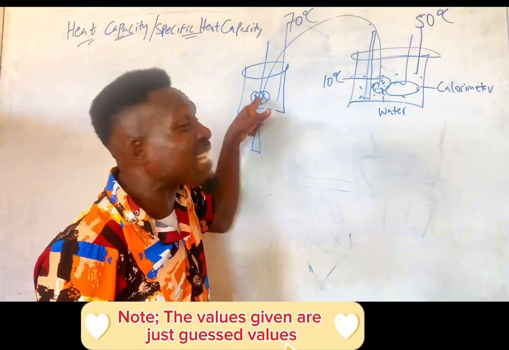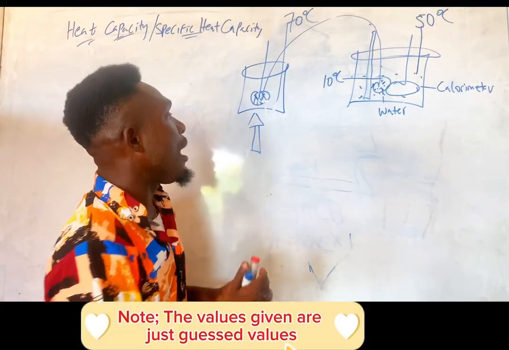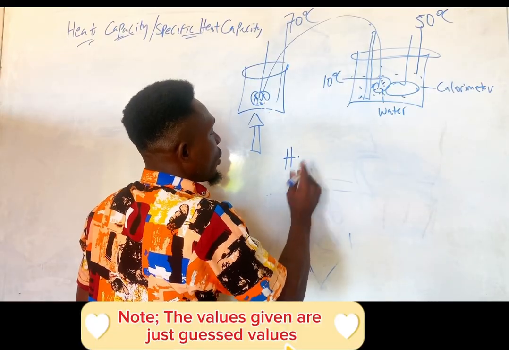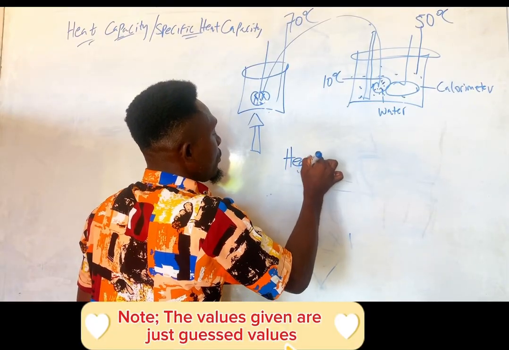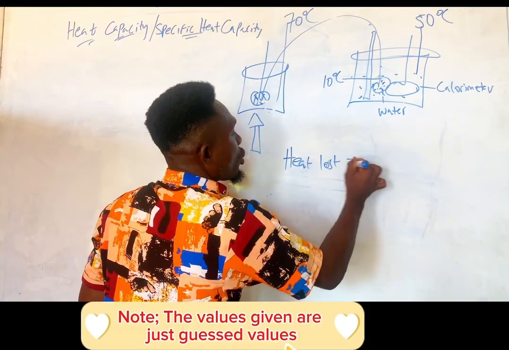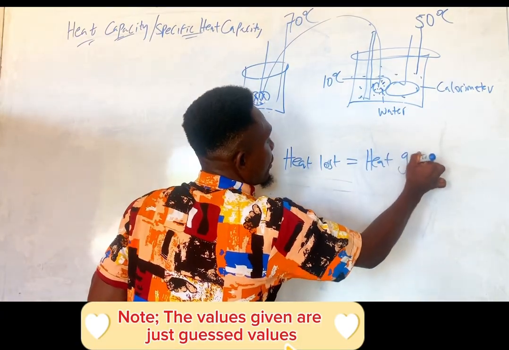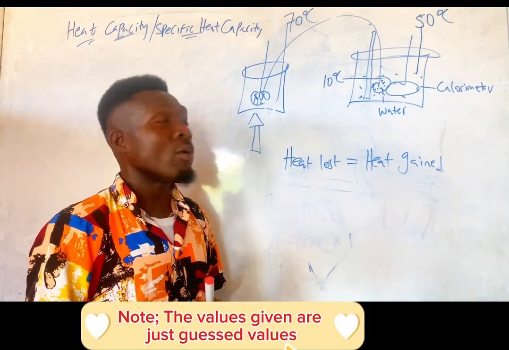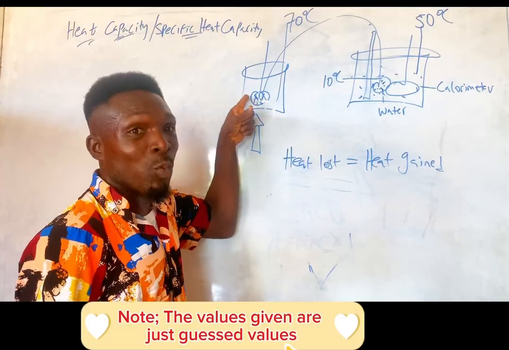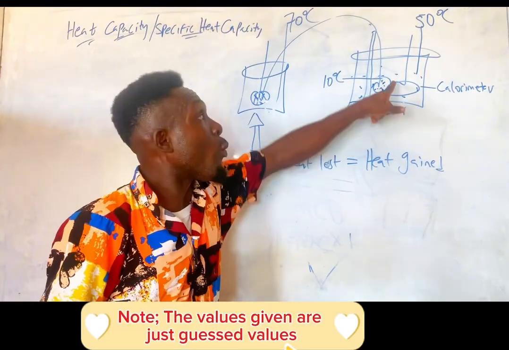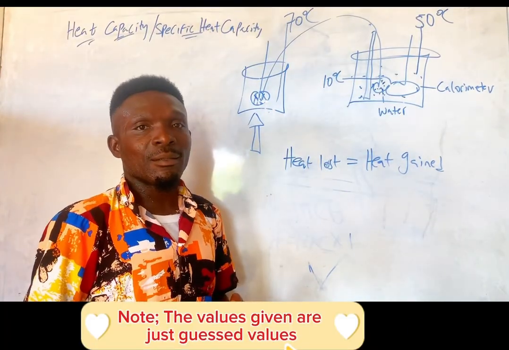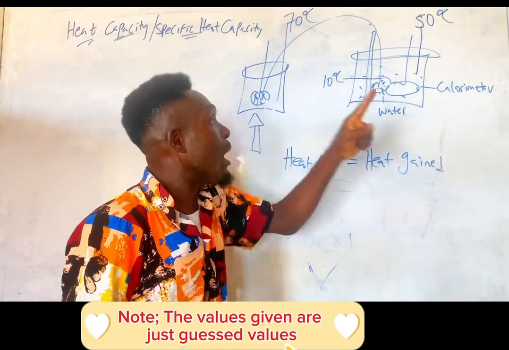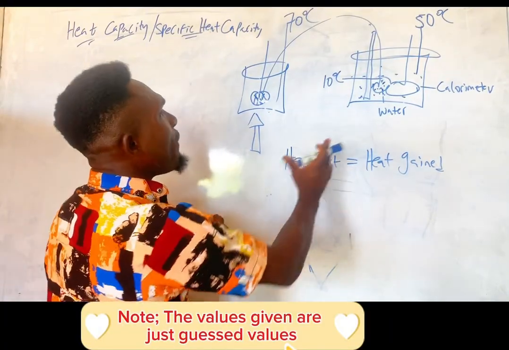Now, what is the specific heat capacity of this metal? I'll go by saying heat loss. Let's write heat loss is equal to what? Heat gained. Now, which one is losing heat and which one is gaining heat? Obviously, this one is losing heat, while this one is gaining heat. This one is the one losing heat because the temperature has increased to this part, while this one is gaining heat.